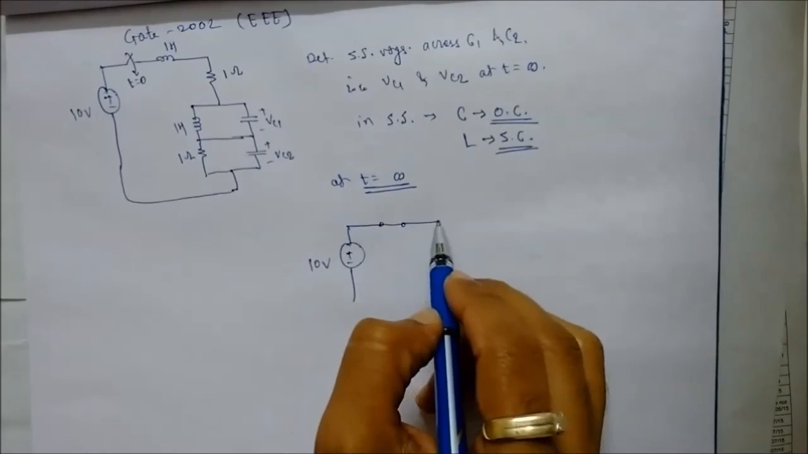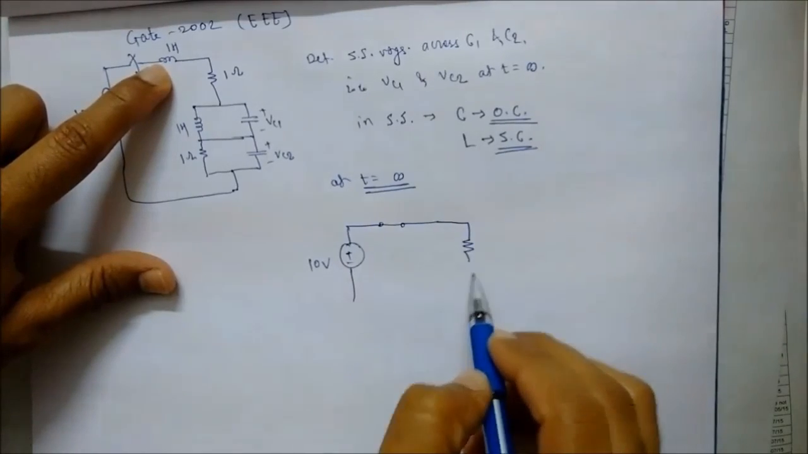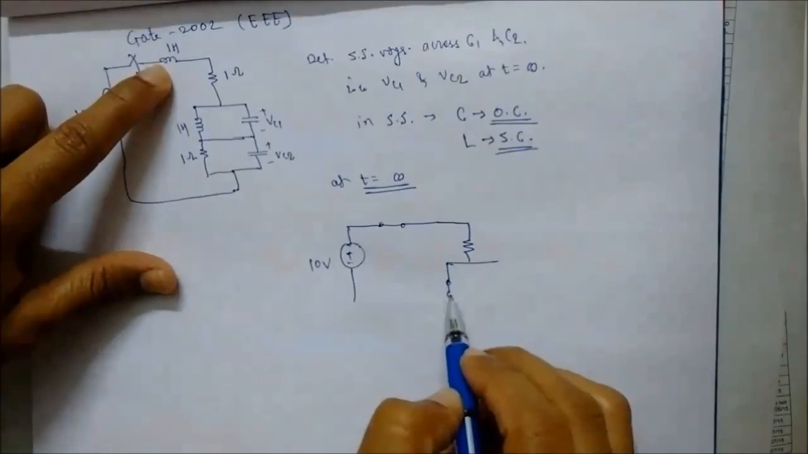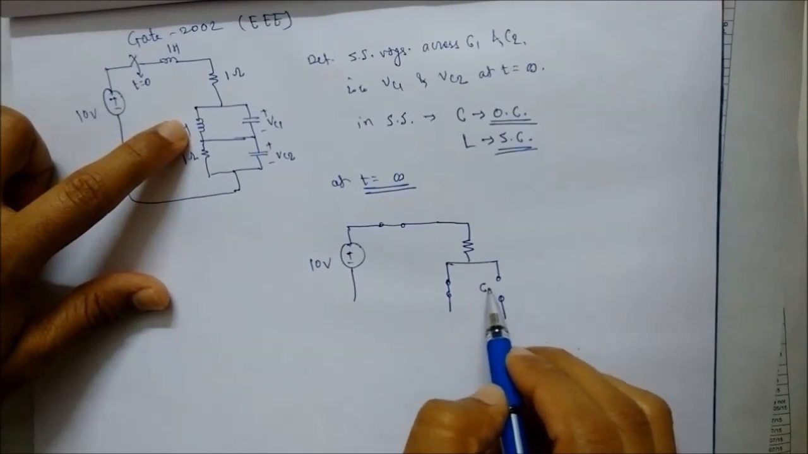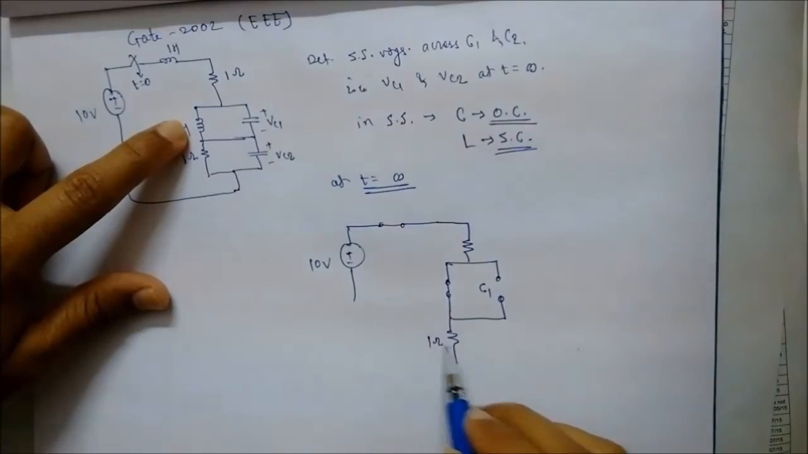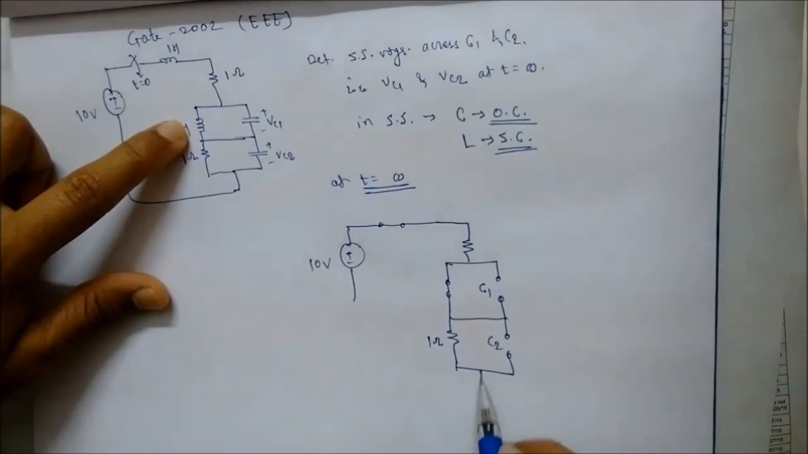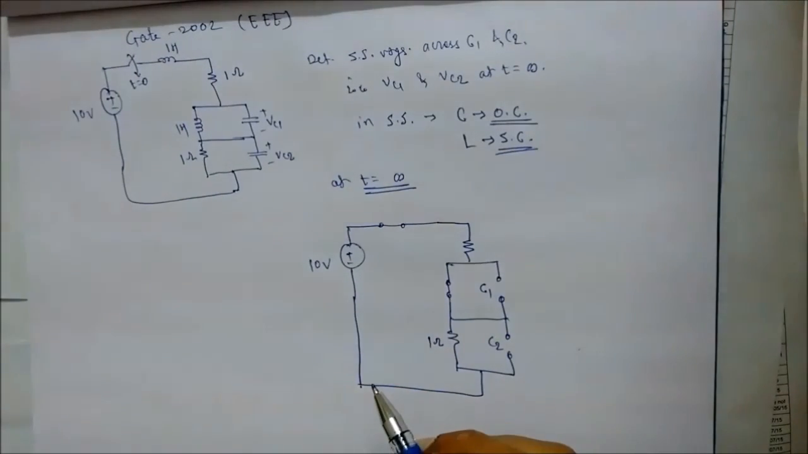Switch is closed. Inductor of 1 Henry will be short circuited. Resistor will be as it is. Another inductor of 1 Henry will be short circuited. Capacitor C1 will be open circuited. Resistor 1 ohm as it is. Another capacitor C2 will be open circuited, and this will be the complete circuit.